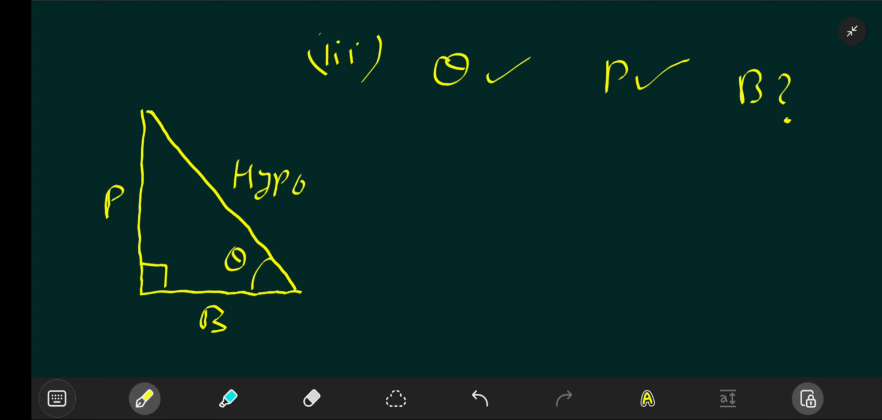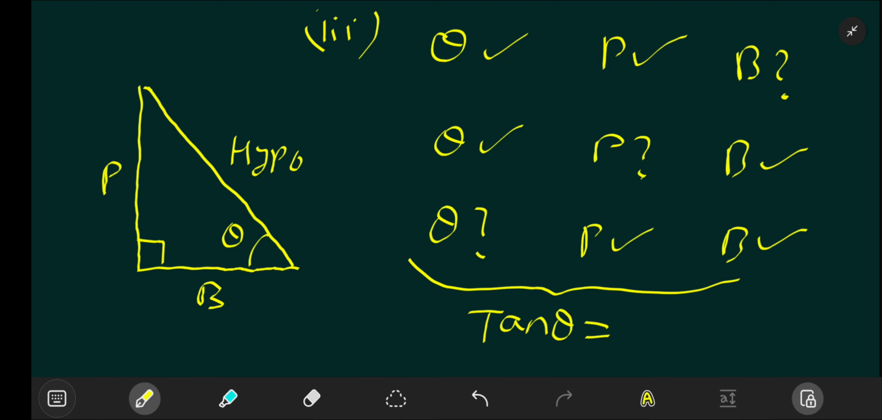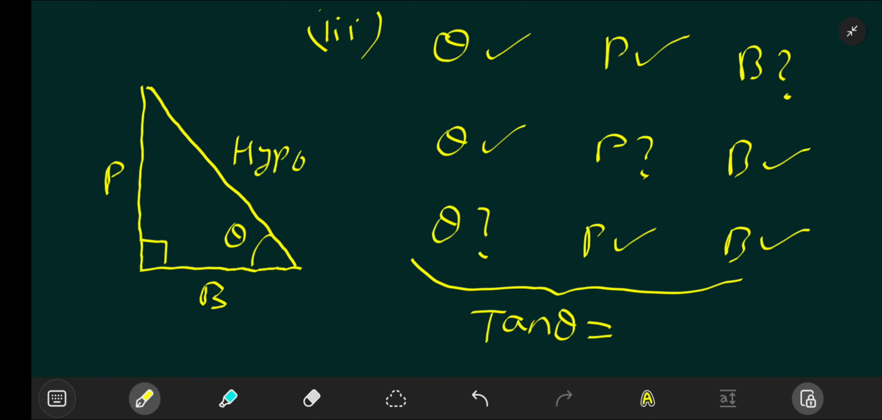Okay, when theta is given, perpendicular side is asked, and base is given. If theta is asked, perpendicular side is given, and base also given. In these three conditions, tan theta will be applied to find the ungiven value, perpendicular side by base. Okay, this is the actual selection of trigonometric function by seeing the given information. Understood with this? Okay, let's do the problem.